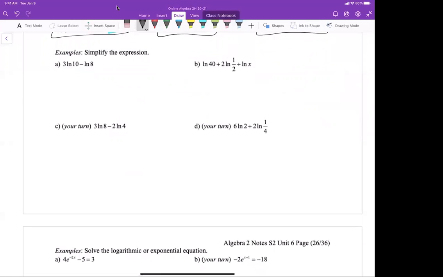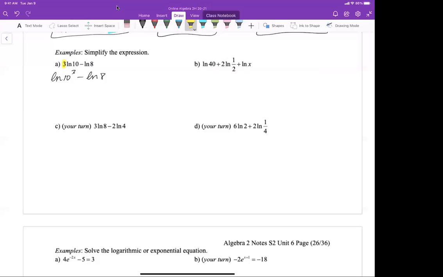Okay, so we are going to simplify using our properties of logarithms. And even though it's natural log, they're the same property. So in the first one, A, I have 3 times the natural log of 10 minus the natural log of 8. I notice that I have a 3 out here, which is a coefficient.